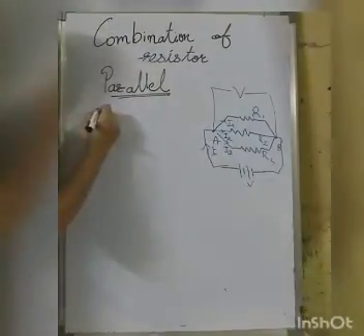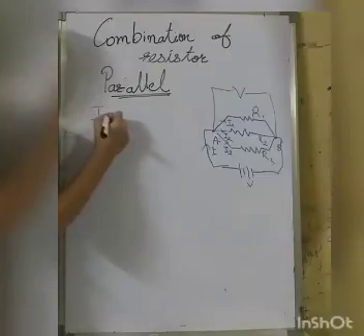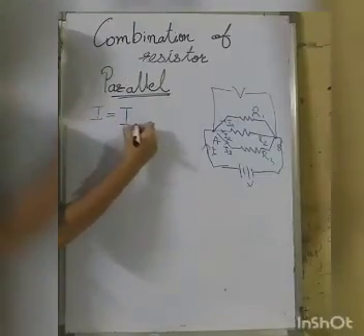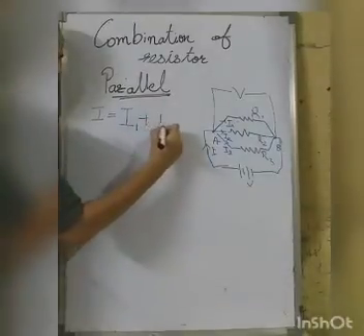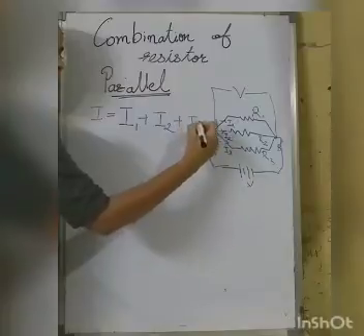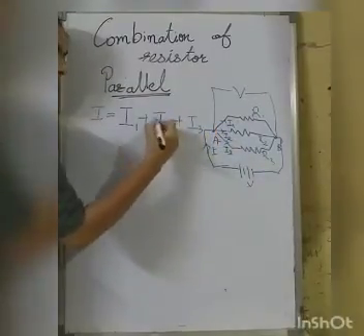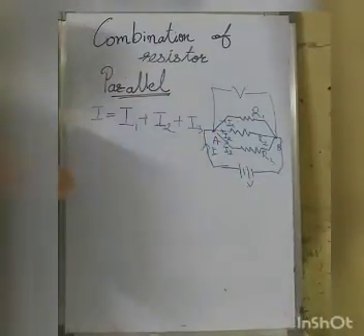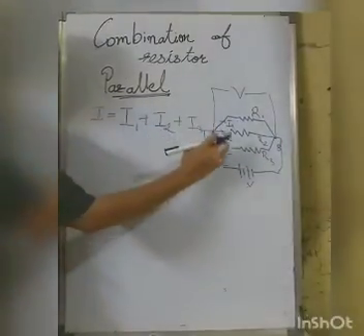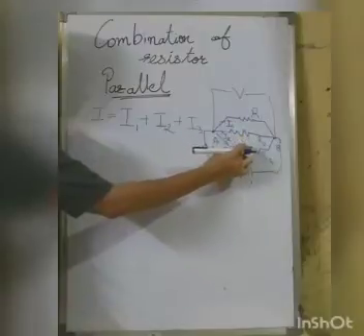So what happens? Your I amount of current is getting divided into 3. That is I1 plus I2 plus I3. So now we will apply Ohm's law across R1, R2 and R3.